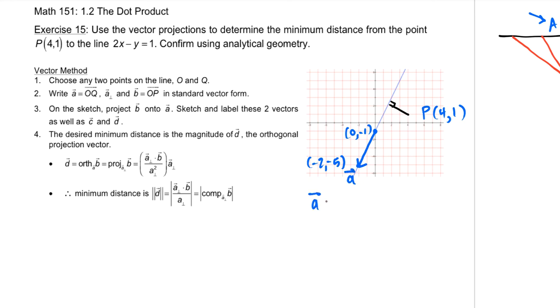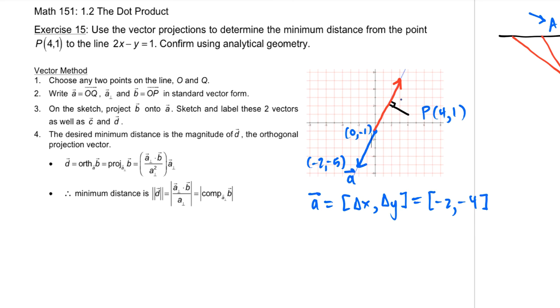So I can find vector A as delta x, delta y from those 2 points, which is going to be 2 spaces to the left and down 4 spaces. Now, it should be noted that I could have chosen any other point I wanted on the line, or any 2 points on the line, and come up with any vector A. It doesn't matter which 2 points you choose, it will always work.